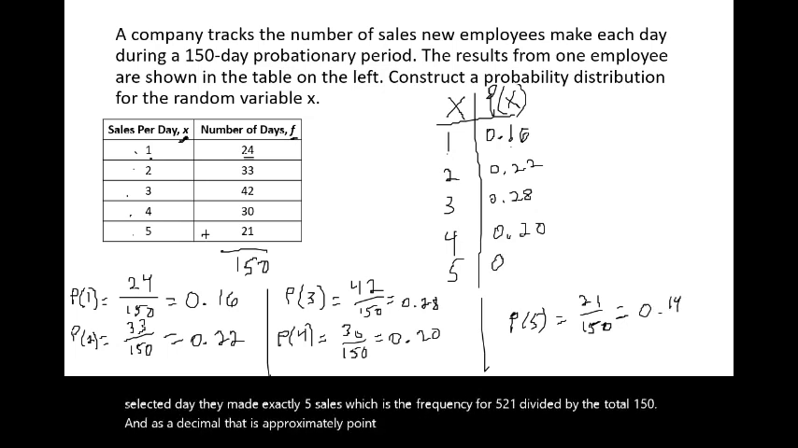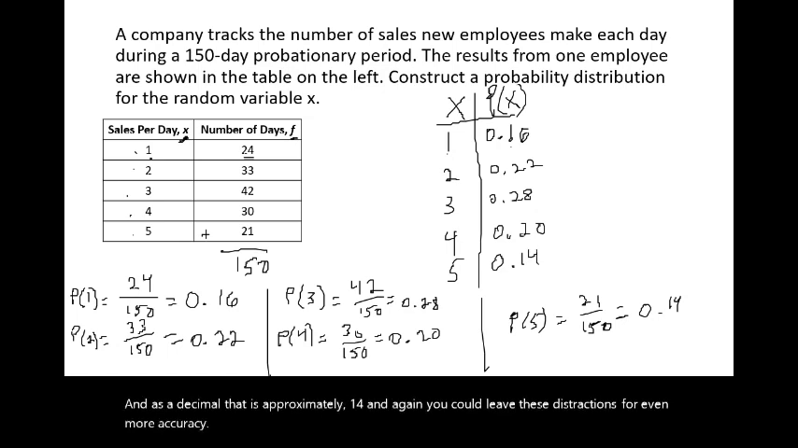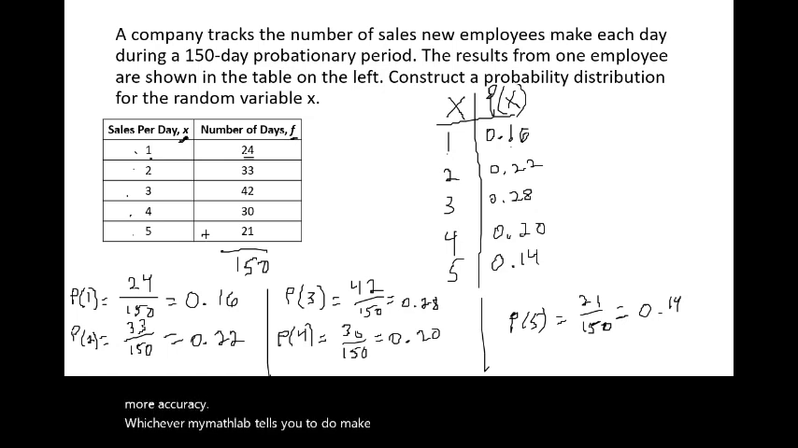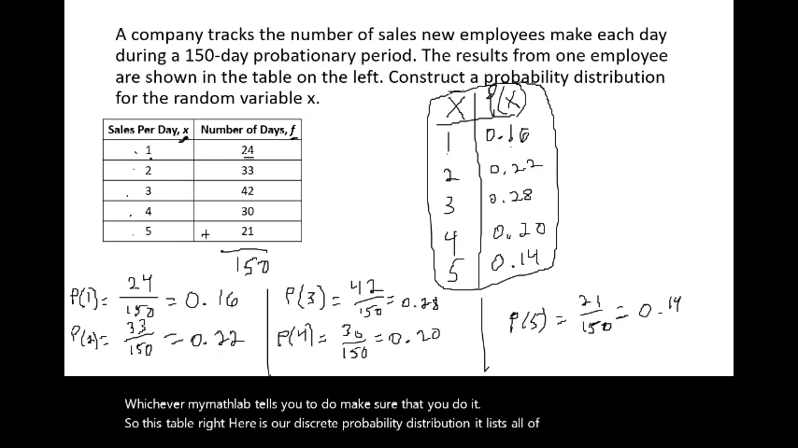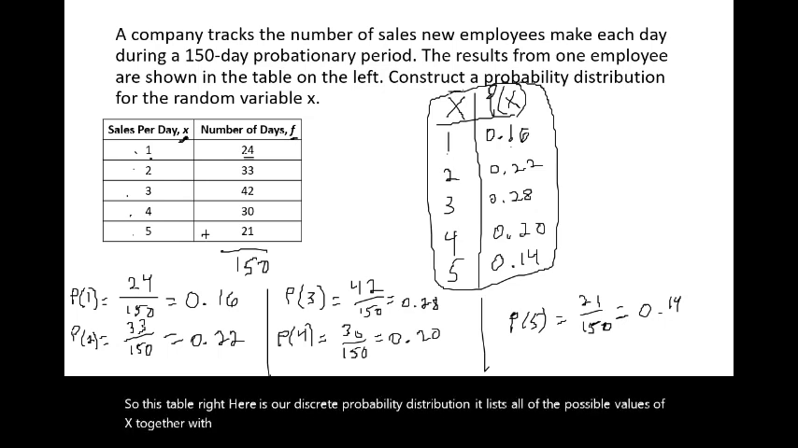And again, you could leave these as fractions for even more accuracy. Whichever MyMathLab tells you to do, make sure that you do it. So this table right here is our discrete probability distribution. It lists all of the possible values of x together with their corresponding probabilities.